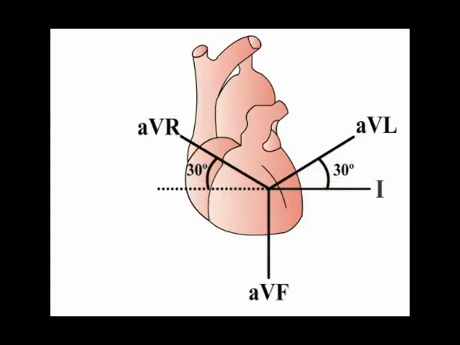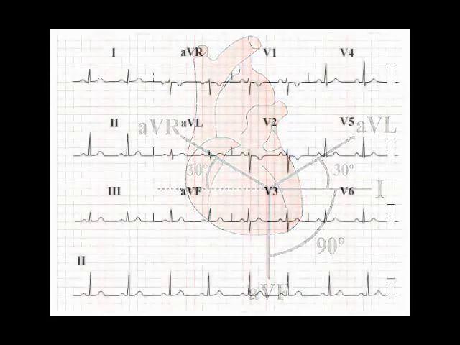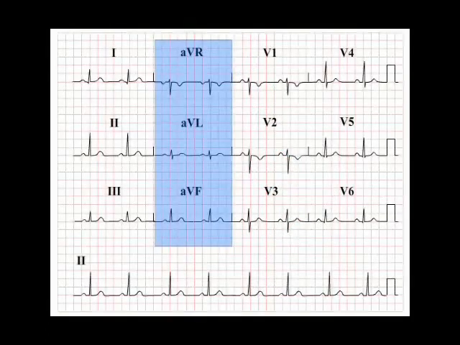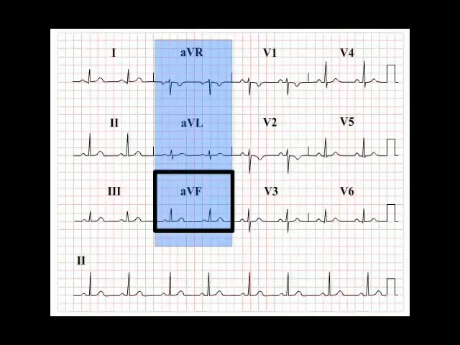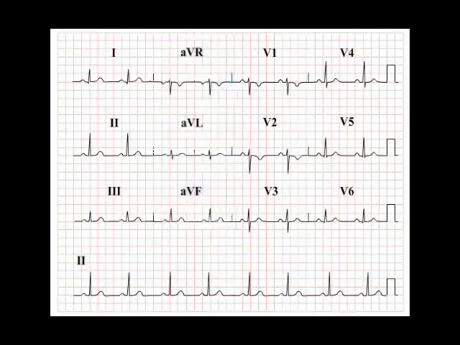AVF looks straight up at the inferior surface of the heart and is therefore at 90 degrees clockwise from lead 1. Think of AVF as looking straight up at the heart from the feet. F is for feet. On the ECG readout, recordings from the augmented leads are positioned between the standard leads and the chest leads, from AVR to AVL and down to AVF at the foot of the page. Combining our knowledge of the positions of the ECG leads relative to the heart with the simple electrical rules outlined so far, we can generate a predicted normal ECG, and here we have it.